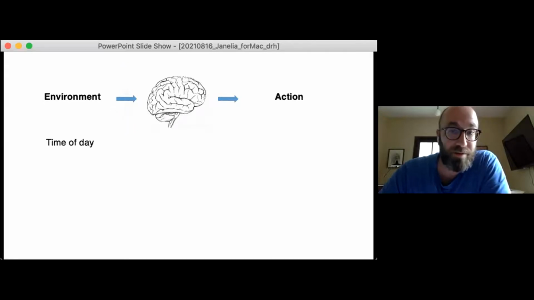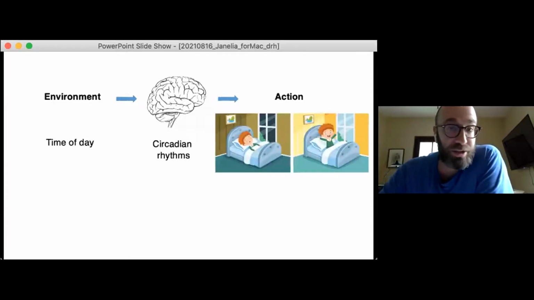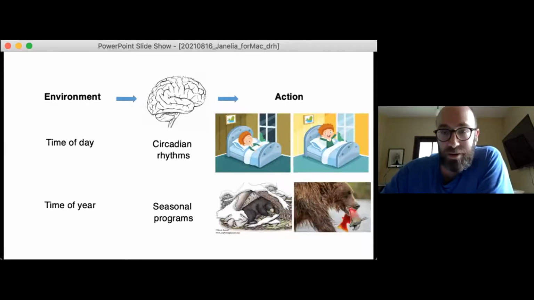For example, the time of day drives our internal circadian rhythms, dictating dramatic changes in our behavior, such as sleep. For many animals, the time of year activates internal seasonal programs that induce very different modalities of behavior. For example, hibernation in the winter and active hunting in the spring. So in many cases, it's not just that our environment informs our decision-making, but instead our environment directly shapes our internal decision-making processes and dictates the behaviors we engage in.